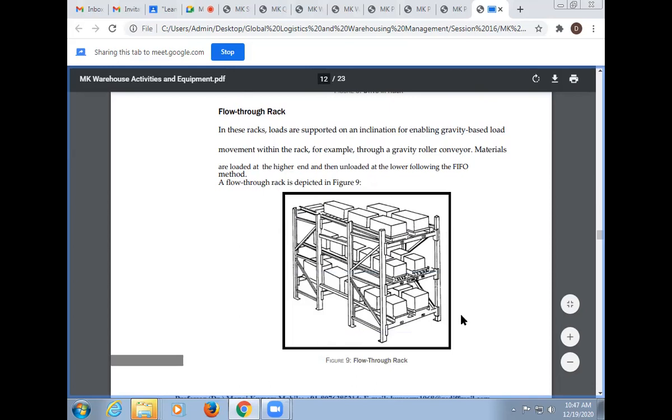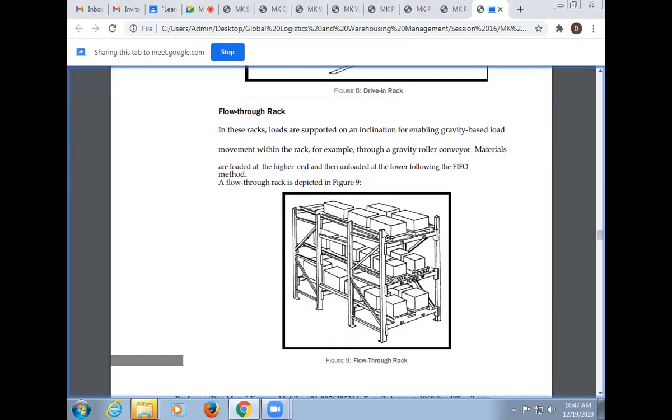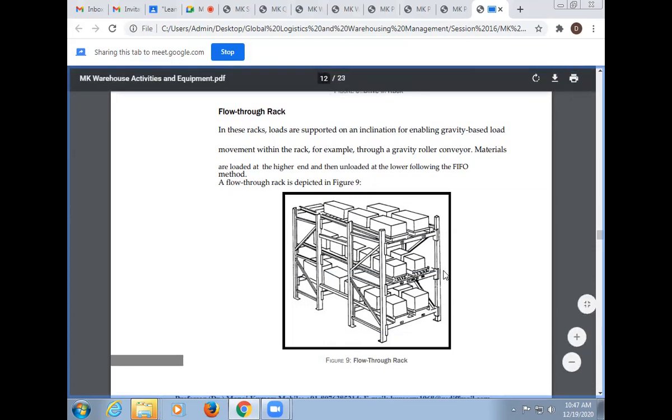This is the flow-through rack. You see there is the inclination there. Rollers are made in the middle. This is the flow-through rack.